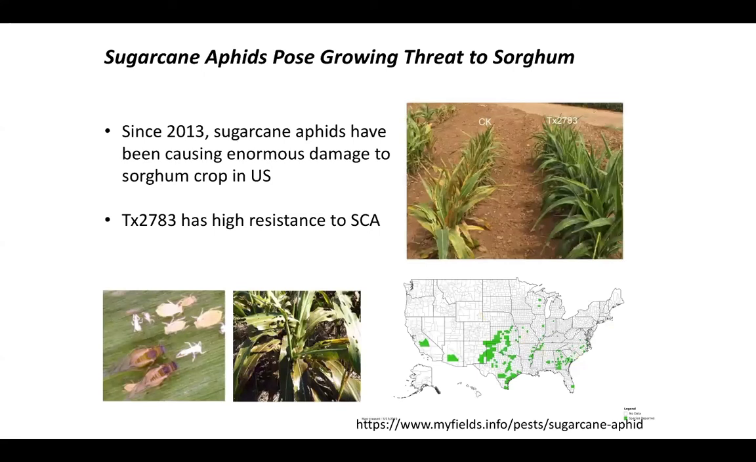One of the biggest threats to sorghum yield is the sugarcane aphid. Since 2019, sugarcane aphid has been causing enormous damage to sorghum crops in the US. The TX273 line in this study has very high resistance to sugarcane aphid. You can see from the phenotype.